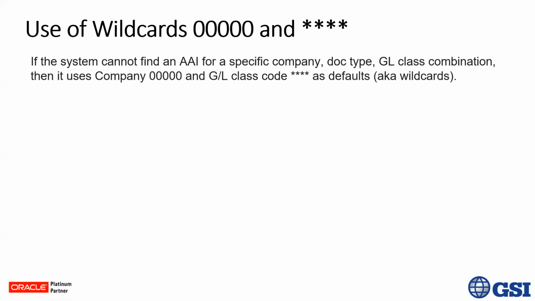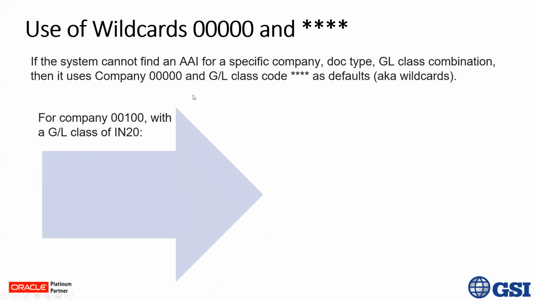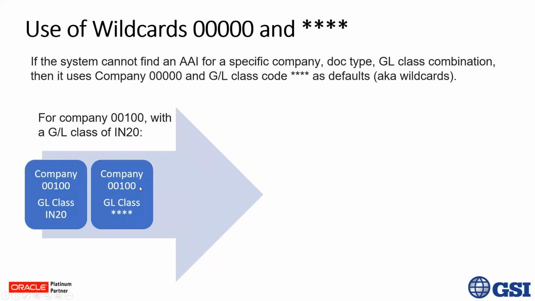So there's a succession of things that it tries before it gives up. So let's talk about that. Okay. So I'm going to use an example here for company 100 with a geo class of IN20. Okay. And this is, we'll talk about for an inventory adjustment. What's it going to do? Well, the first thing it's going to do is look for an exact match. So do I find an entry with company 00100 and geo class IN20? Okay, if I find that exact match, then hallelujah, that's the one I'll use. But if I don't, I don't just automatically error out. I go through a second lookup.